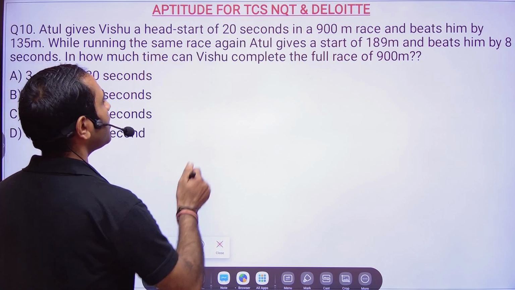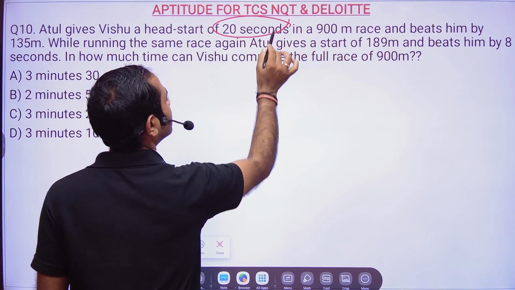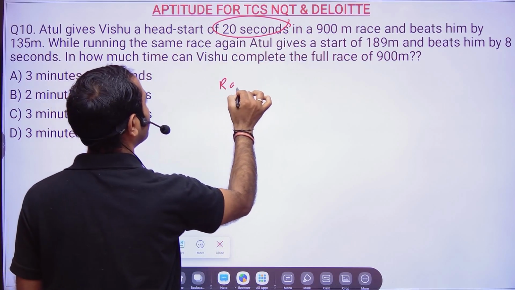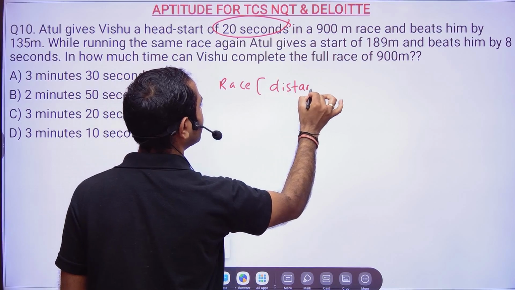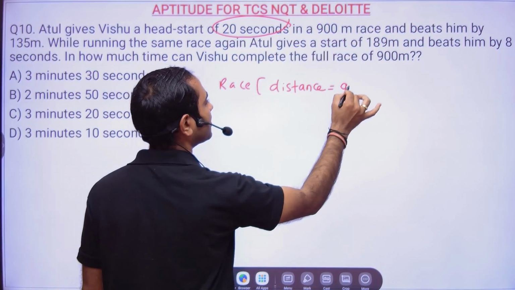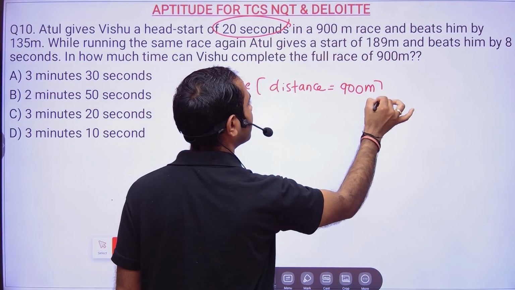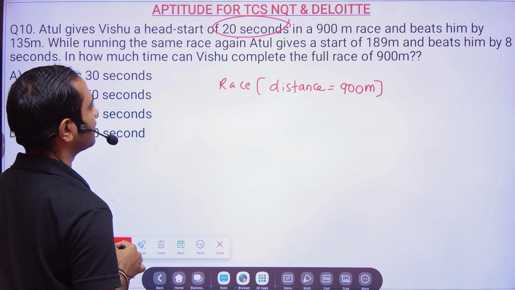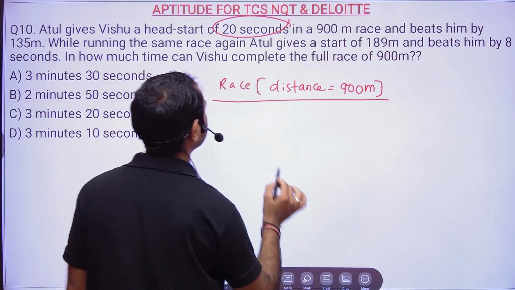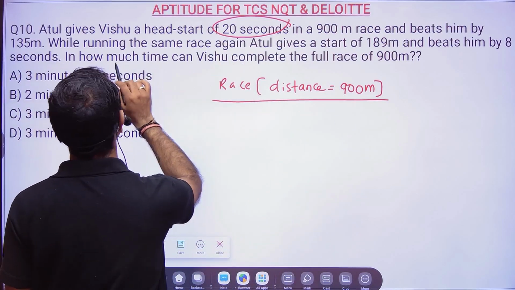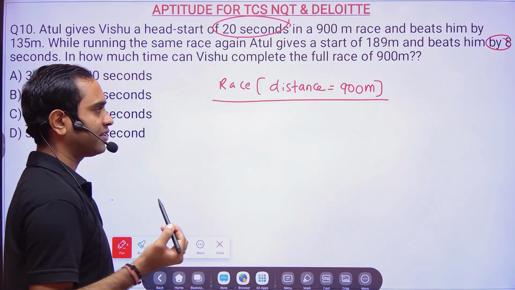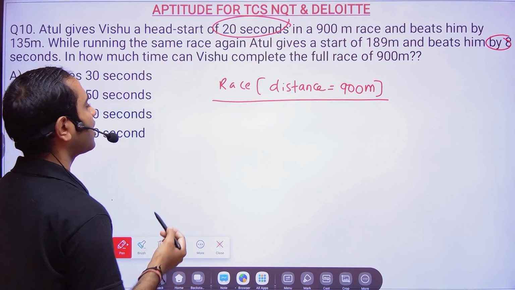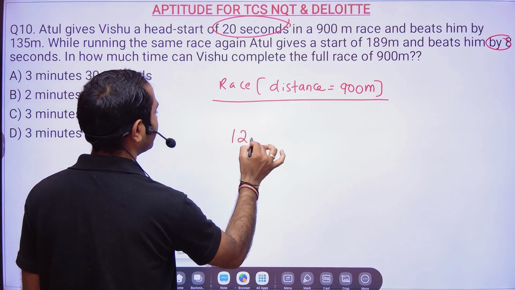So basically, if you'll see, for the race now, the distance is the same. So in both cases they are running a 900 meter distance. Then this problem becomes very, very easy. Now the time difference is, first time the head start is 20 seconds and the second time the head start is 8 seconds. That is, the difference is 12 seconds.